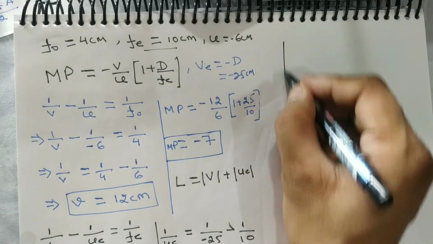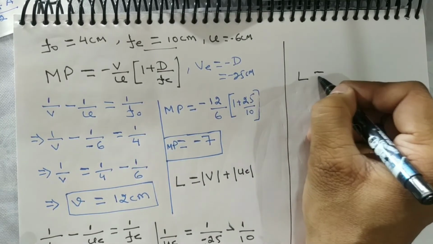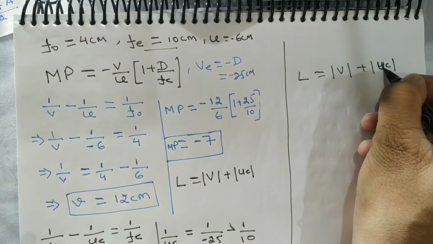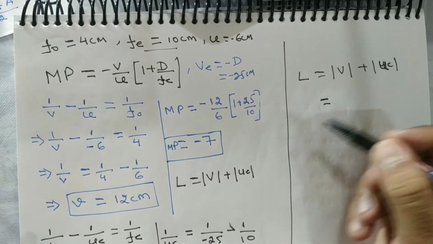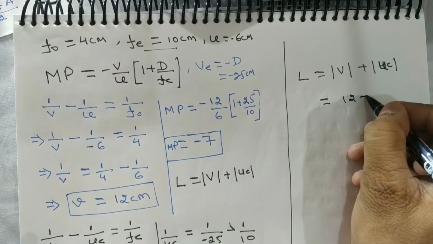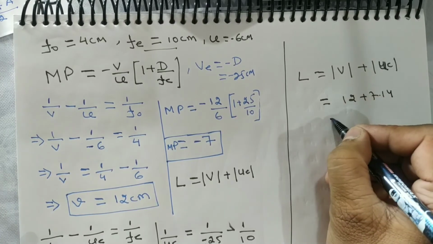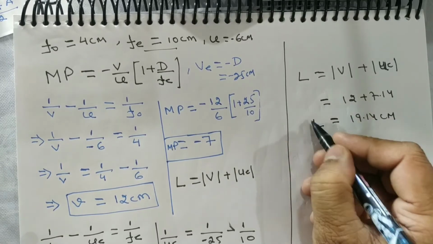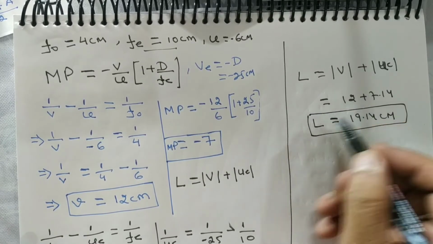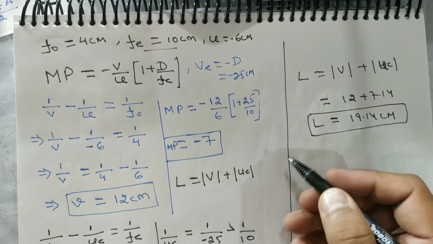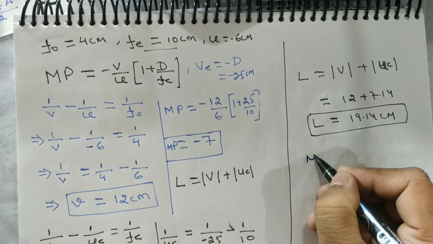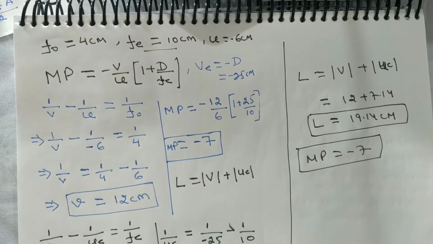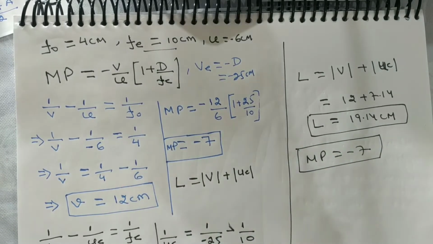So tube length L is v plus ue, numerical value. So we have calculated v, it is 12 plus 7.14, so it will be 19.14 centimeter. Okay, so finally we have calculated both magnifying power and tube length. Okay, let's have next question.